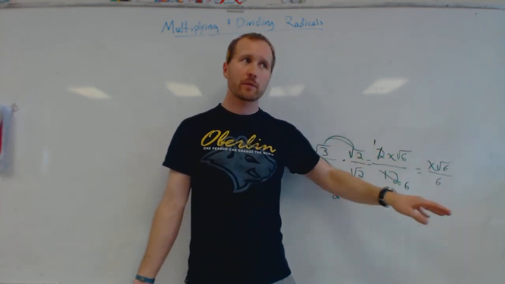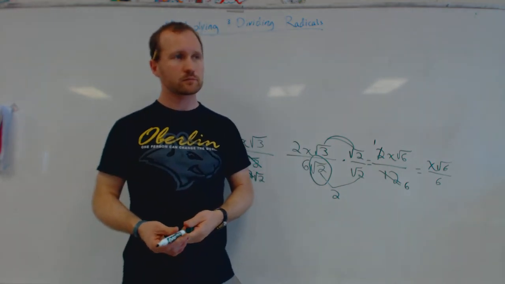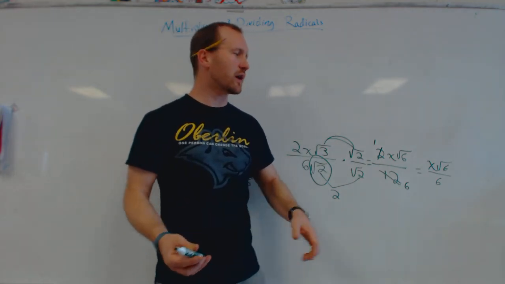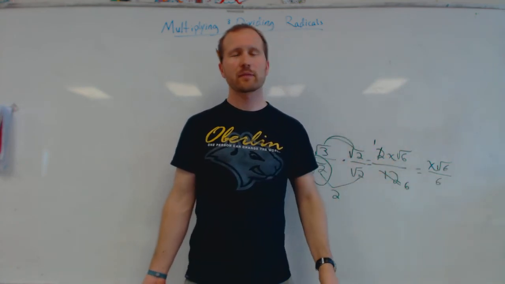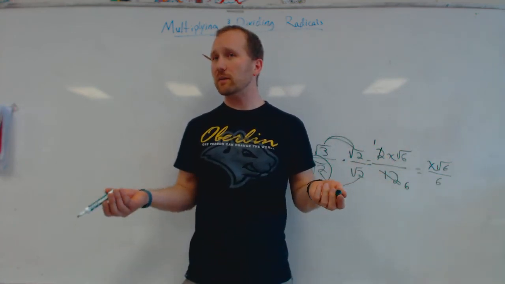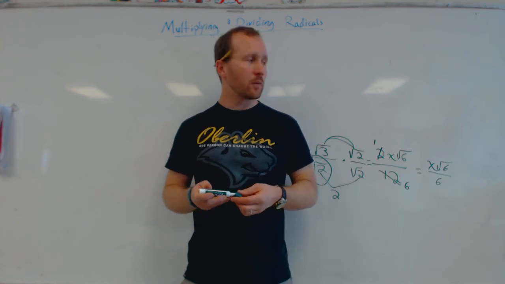If you get rid of the square root on the top, wouldn't there be a square root on the bottom? Right. If you tried to get rid of this, then you'd have a square root down here. It's never ending. So that's why we have to leave our square root somewhere. We leave it in the top.